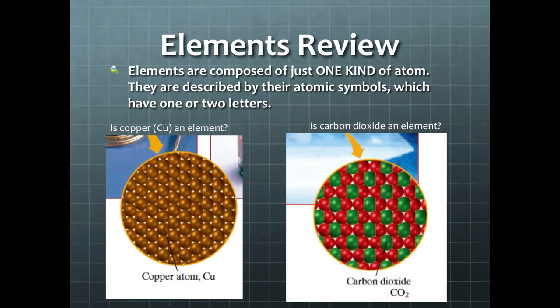So, to review elements, they're composed of just one kind of atom. They are described by their atomic symbols, which have one or two letters. Take a look at the left-hand picture. Copper is an element. It has only one kind of atom. If you look on the right, that's carbon dioxide. That is not an element. You can see there is more than one kind of atom.